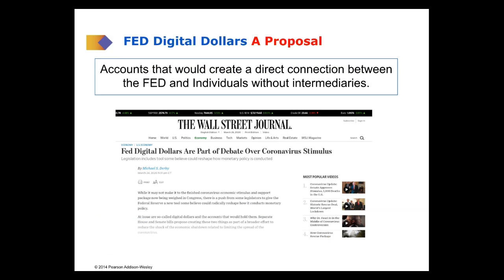Now, there's been a proposal recently by the Fed. One of the things they want to do is remove the intermediaries, remove all these steps. What they've thought about doing and are discussing now is having accounts with individual consumers that will create a direct connection between the Fed and individuals without intermediaries. So if they wanted to increase aggregate expenditure, they could just deposit money directly from the Fed into the bank accounts of citizens and businesses and other economic actors without all of these steps in between.